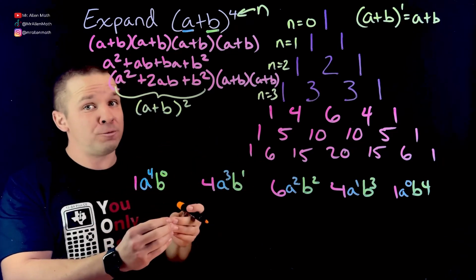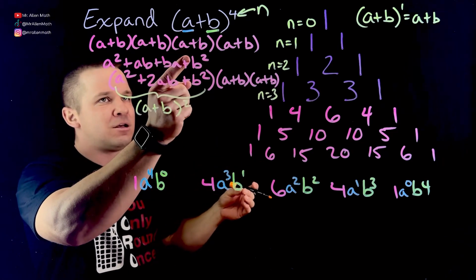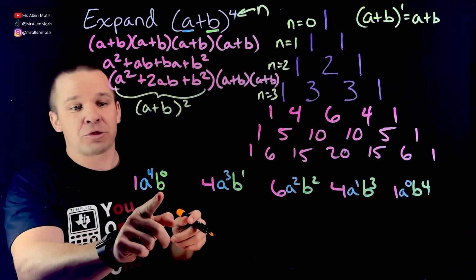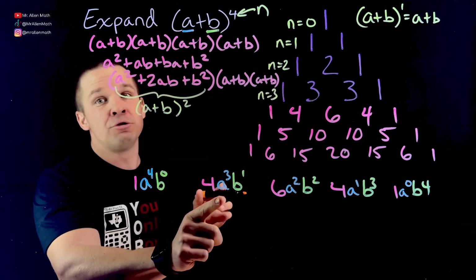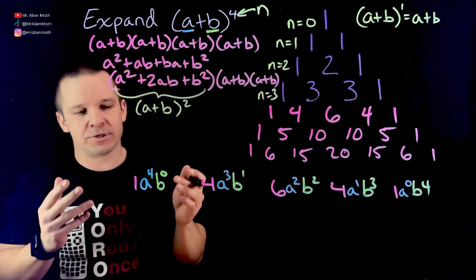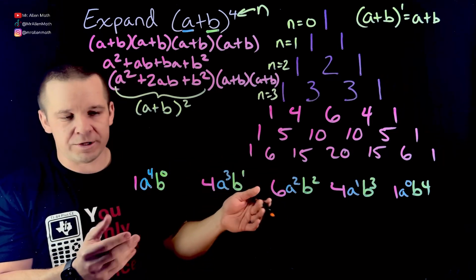Your a and your b could be anything. It could be 2x plus 3y. And then you'd have the 2x raised to the fourth, and the 3y all raised to the 0. 2x raised to the third, 3y raised to the first, okay? So different examples with time.